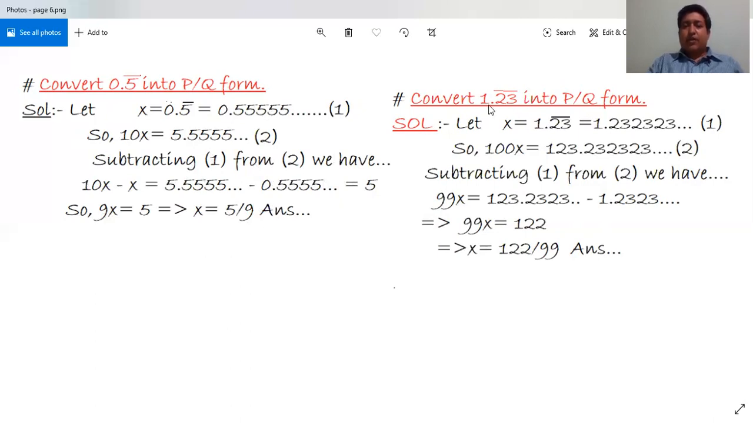Again, we have to convert 1.23 bar over 23 into p by q form. Here, the same thing, we take 1.23 bar over 23 as x. Now you write it in expanded form: 1.232323 and so on. Make it equation 1. Here I am multiplying equation 1 by 100 because if you multiply this number 1.232323 by 100, we get 123.2323, again taking care of the repeating decimal digits. In equation 1, the repeating decimal digits are 232323.